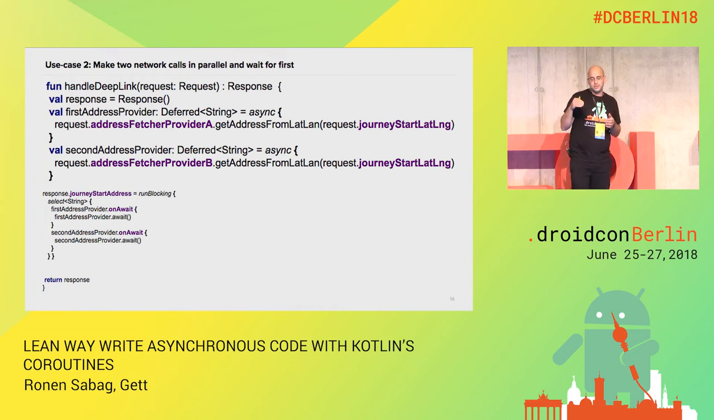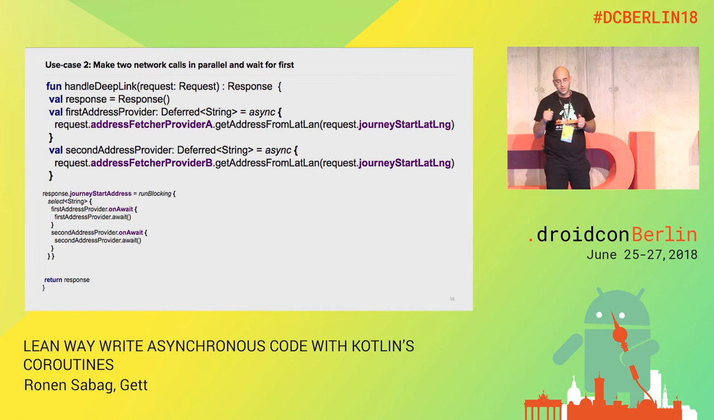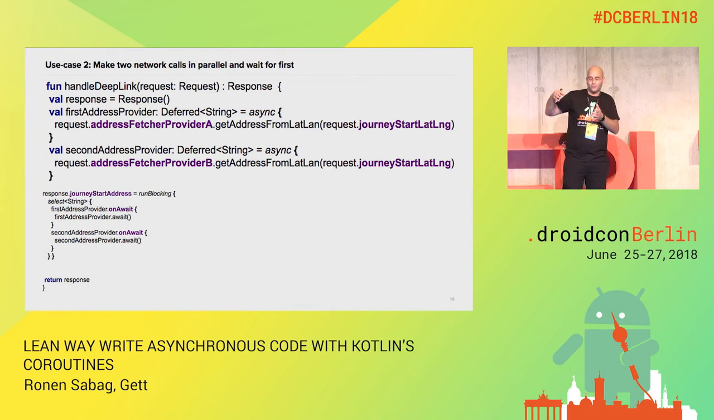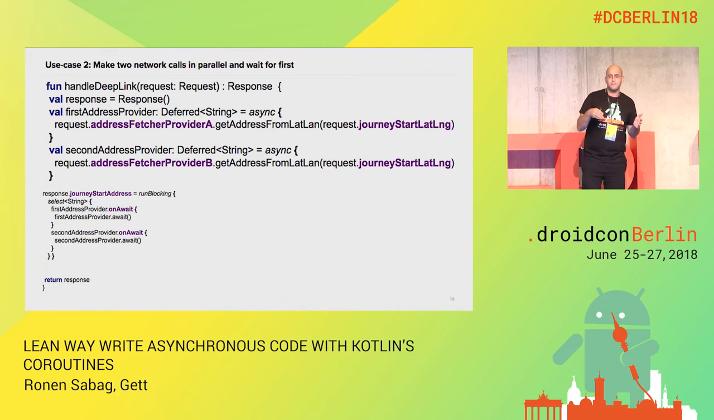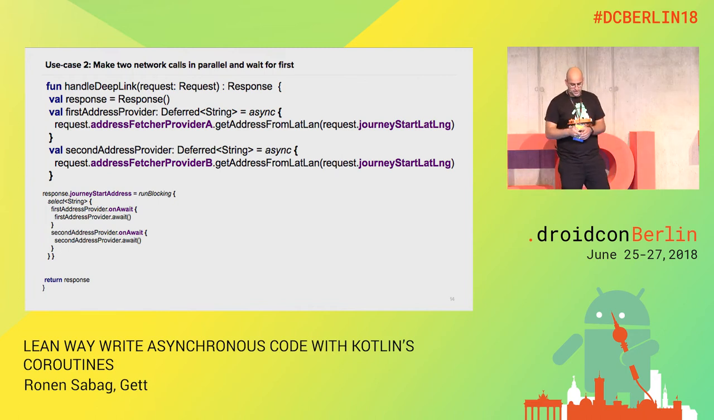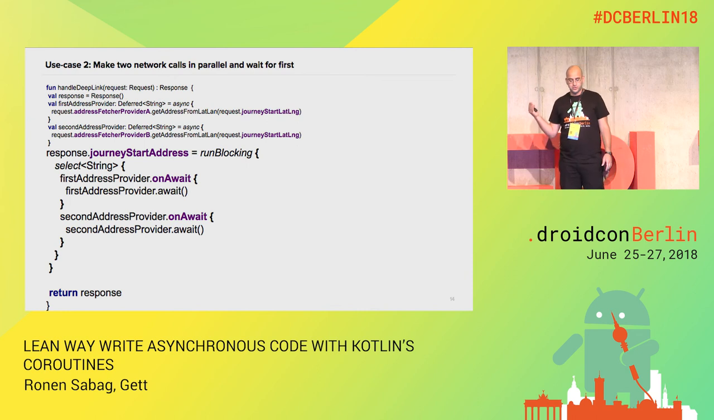So now, instead of using the launch coroutine, we're going to use async. Async, unlike launch, doesn't start the execution right away. It's going to wait until we call await. And it's returning a Deferred, which is something that extends the Job, but it can also bring me back a value. So I'm going to have these two async blocks, and then I want to wait for the first one.